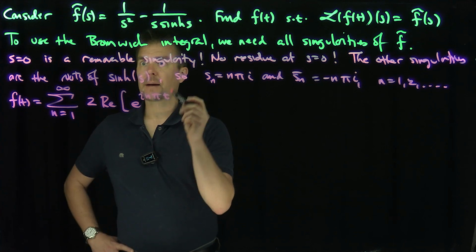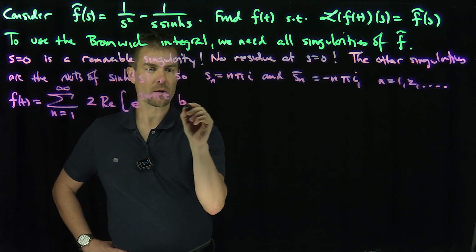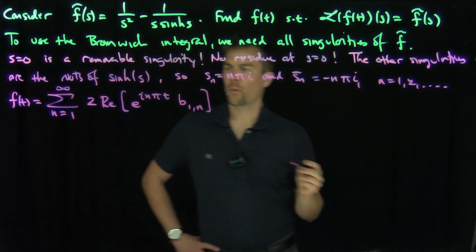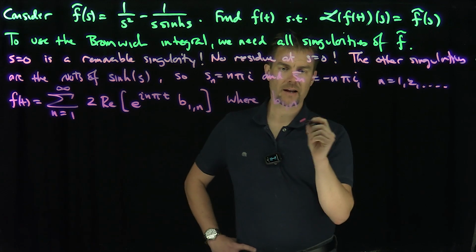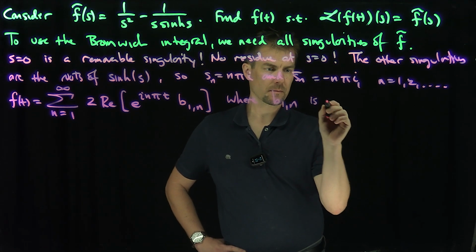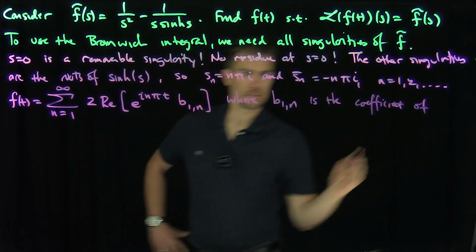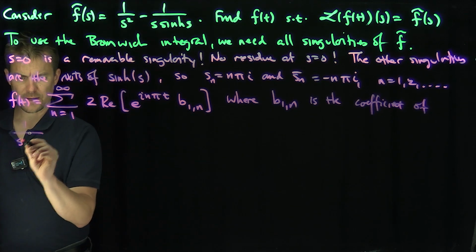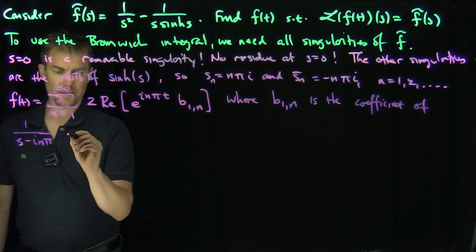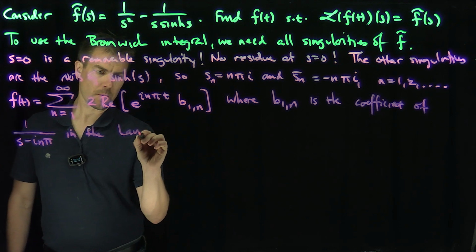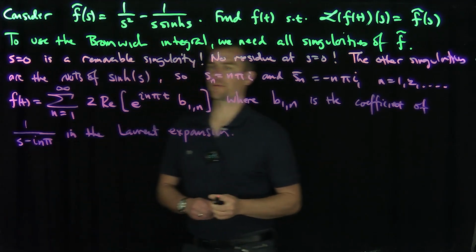And then we're going to have the coefficients, since they're all simple poles, times b_1n, where b_1n is exactly the coefficient of 1 over s minus i n pi in the Laurent expansion. Okay, so you figure that out now?